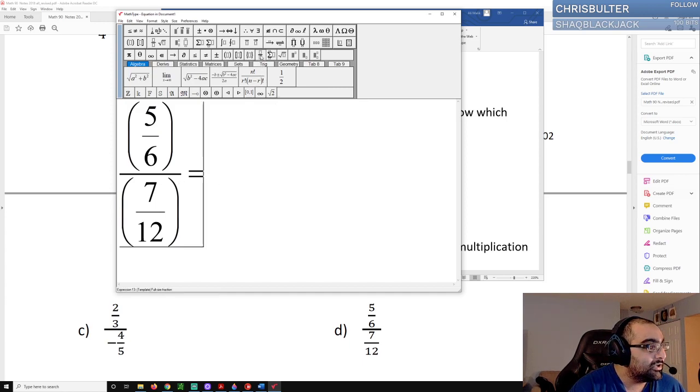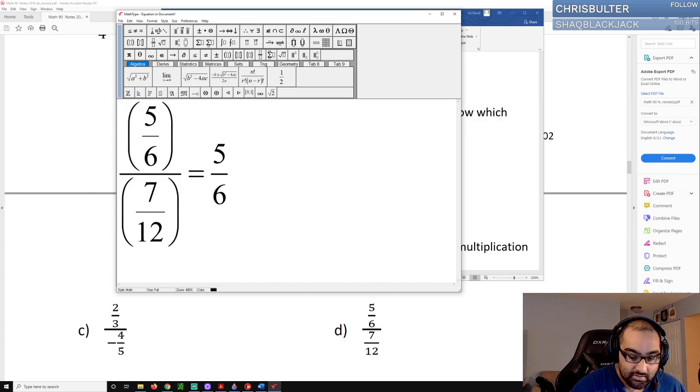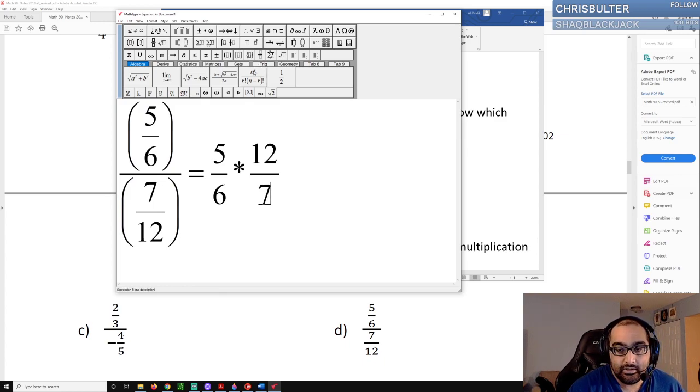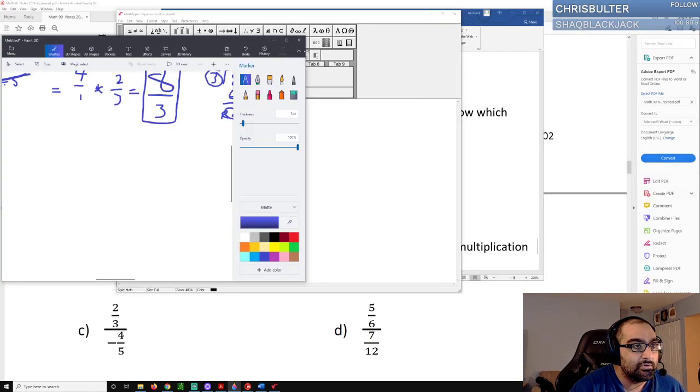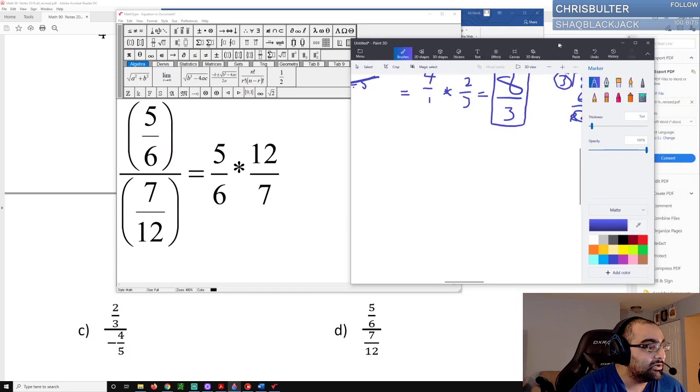Okay, and we got this 5/6 times, again, 12 over 7. All right, so this is what we have here so far. Now, can we pare anything down here with this problem? 5/6 times 12 over 7. So let's go back to our drawing board here. So 5/6 times 12 over 7.